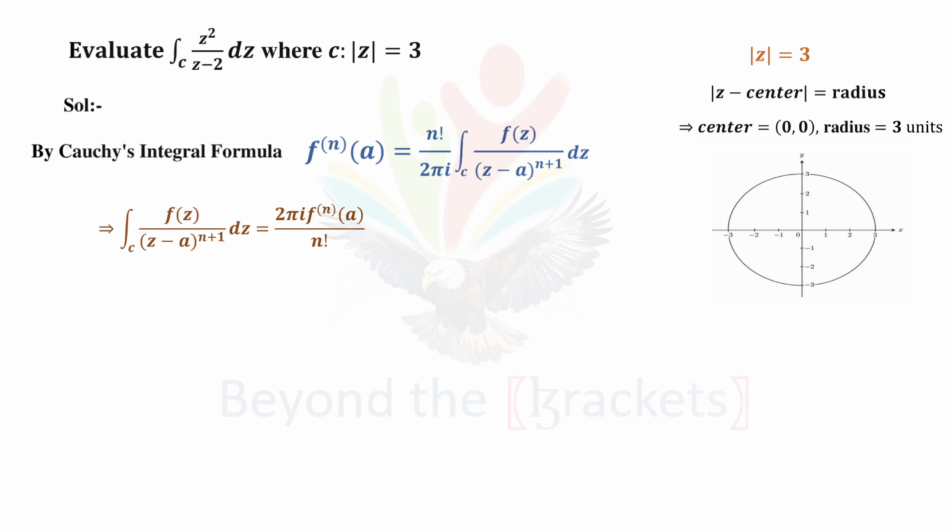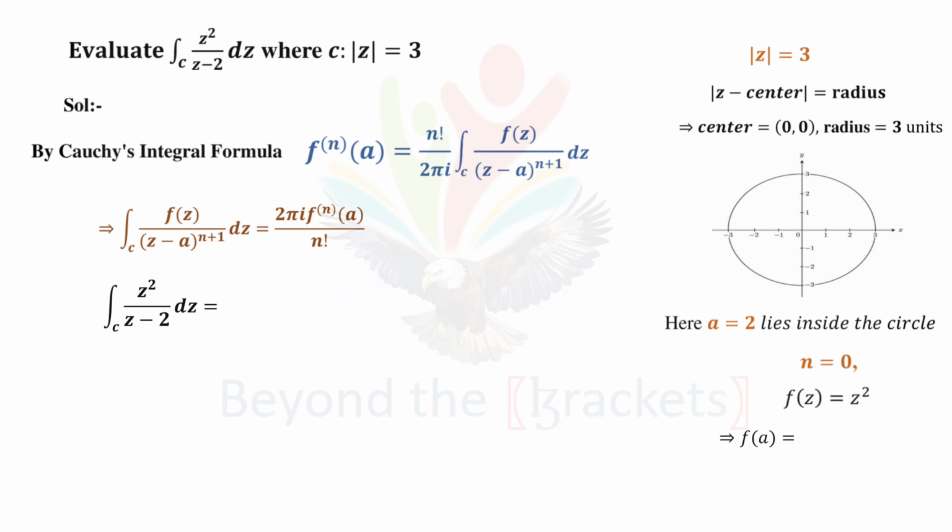We are given in the question the integral of z² by (z − 2) dz. Comparing both the integrals, we have the value of a as 2, which lies inside the circle of radius 3. Also, n + 1 is 1, which implies n will be equal to 0. Here, n represents the order of the derivative. Since n is equal to 0, we do not differentiate the function. Also, f(z) is z². So, f(a) will be f(2), which will be 2², that will be equal to 4.